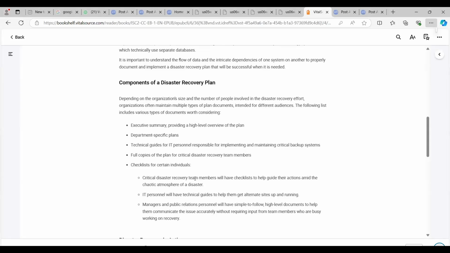Even when you are telling the finance department that this is what they need to do, you still have to put it in practice for them to see that, okay, this is what you click, this is how you go about it, so that when the incident happens, they know what to do already. They are not asking questions then. Then you want full copies of the plan for critical disaster recovery team members. So let's check checklists for certain individuals.